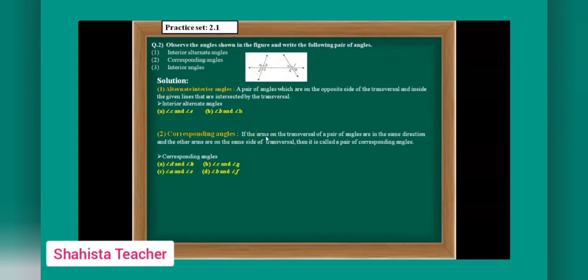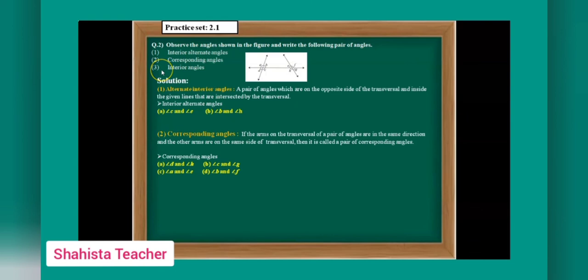So corresponding angle means same side, same direction, and it is always equal. If angle D is 60 degrees, that means angle H is also 60 degrees. If angle C is 40 degrees, then angle G is also 40 degrees. It is always equal. Is that clear?